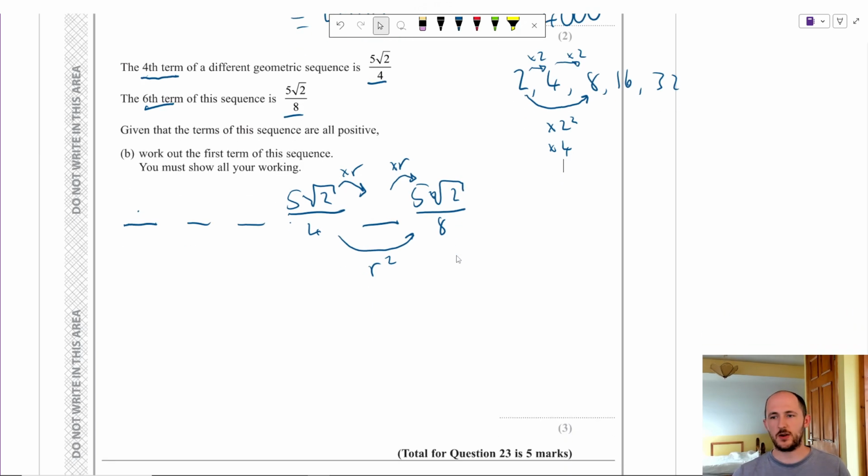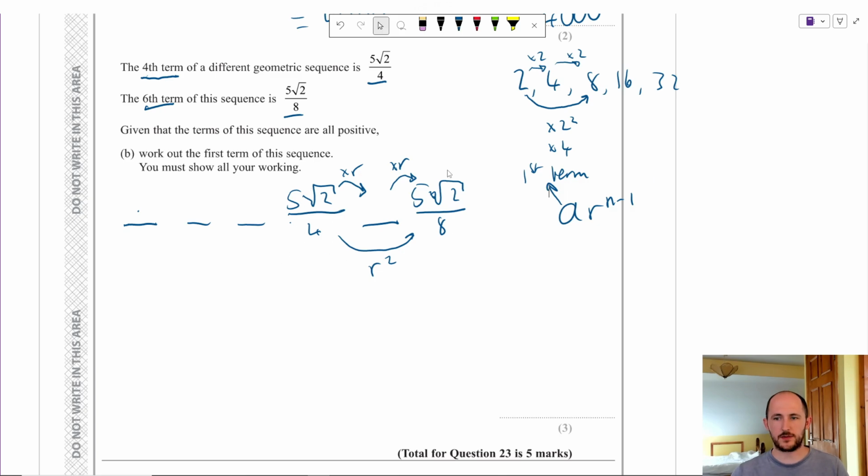Okay? So if you want a general equation for a geometric sequence, it looks like this. A R to the power of n minus 1. A is your first term. N is what term you're looking for, and R is your common ratio. So if I want the third term, I'll take my first term and times it by R to the power of 3 minus 1, so R to the power of 2, R squared.